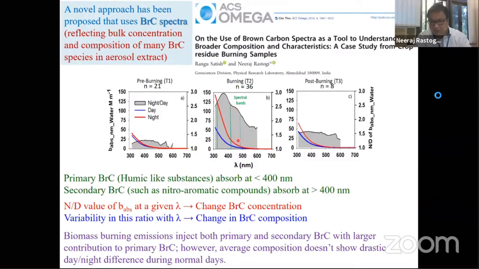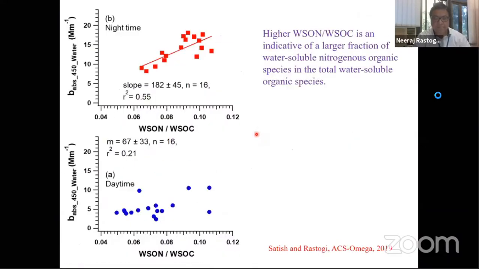But during biomass burning, it was quite different. And this we could draw just based on the absorption spectra of BRC species. If you see this further, here this is the WSON by WSOC ratio, which is the indicator that the higher the ratio, the larger the fraction of water soluble nitrogenous organic in the total water soluble organic carbon. And this was during daytime, this was during night time. You see the R square here, and the slope also you can see.